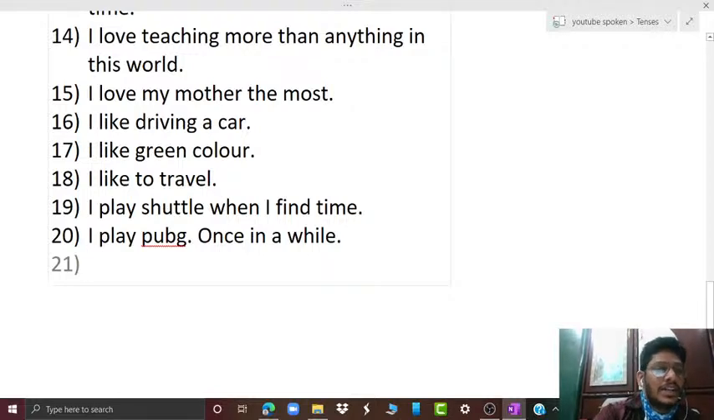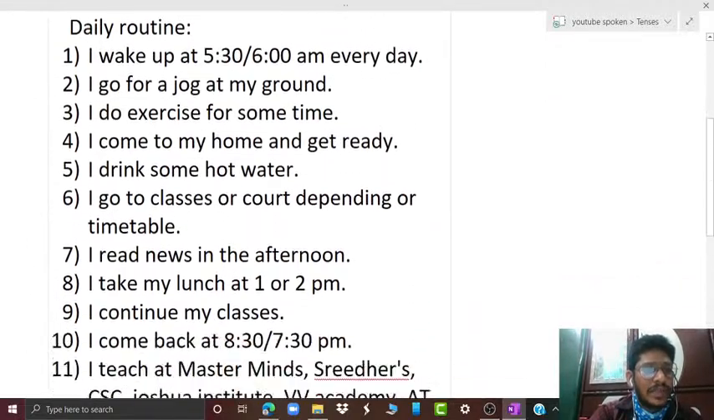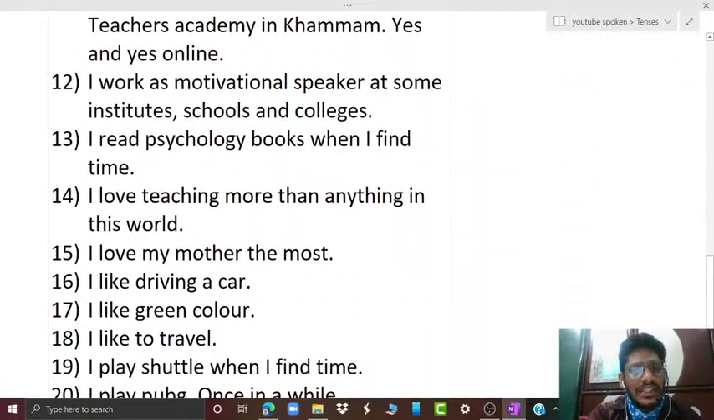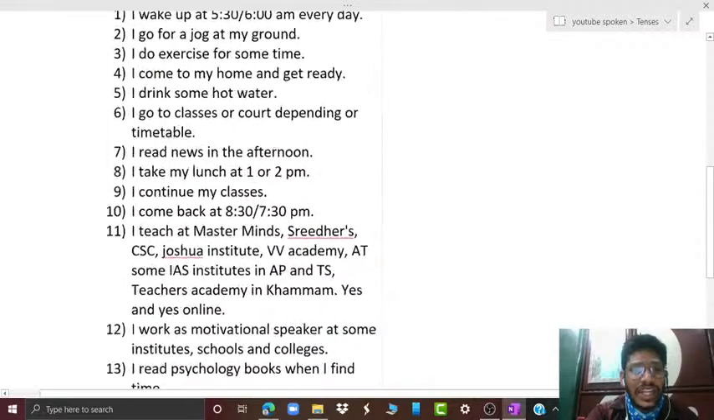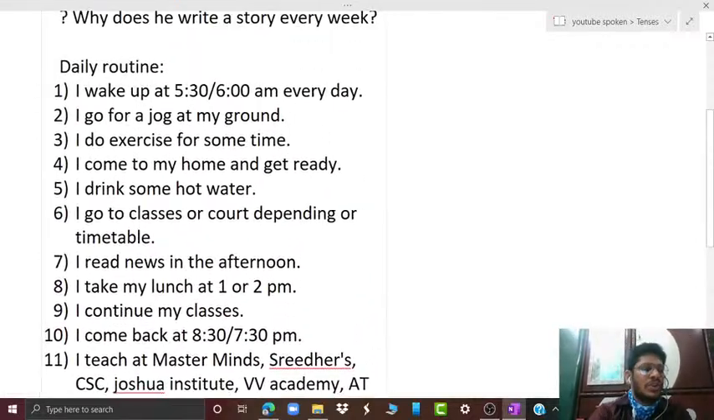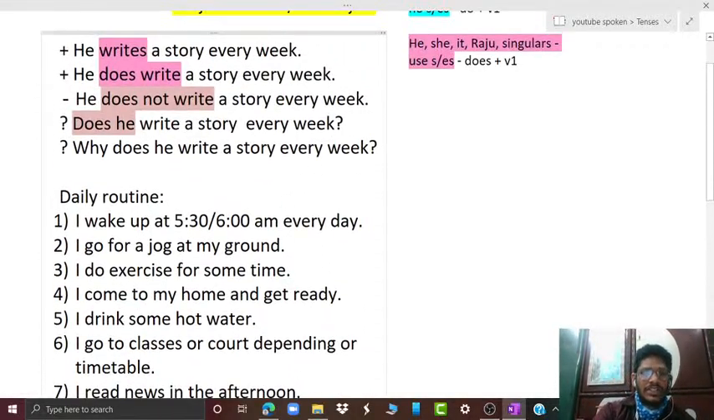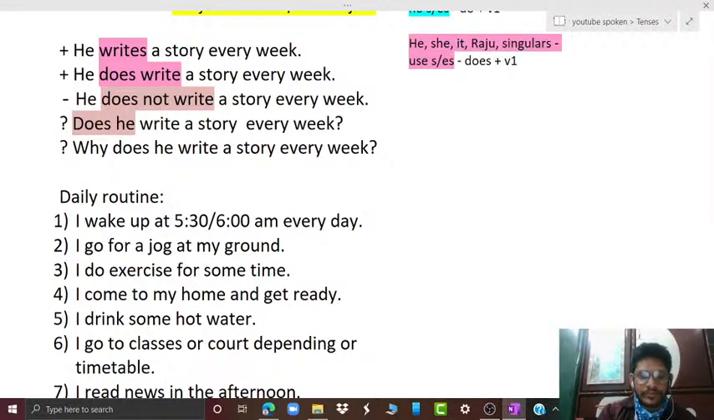So like this, you write your daily routine by using simple present. Sir, with I, this is okay, sir. Then what happens when it is changed? See, suppose you want to tell the daily routine of some other person. Suppose I tell the daily routine of someone else, like I want to tell the daily routine of my friend. Say, suppose I want to tell about my brother or my friend. My brother is Mr. Pawan.